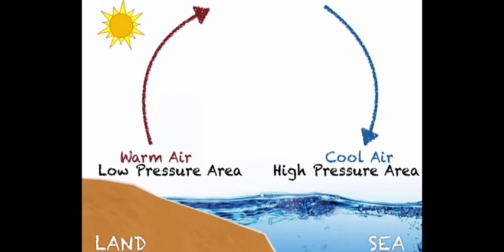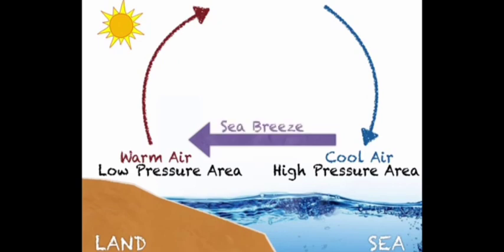Wind is when air is being moved in large quantities across the surface or in the atmosphere. So since we have a high pressure area over the sea and a low pressure area over the land, the rule is high pressure air always moves towards low pressure air. And now we have a movement, wind, moving from the sea over to the land.